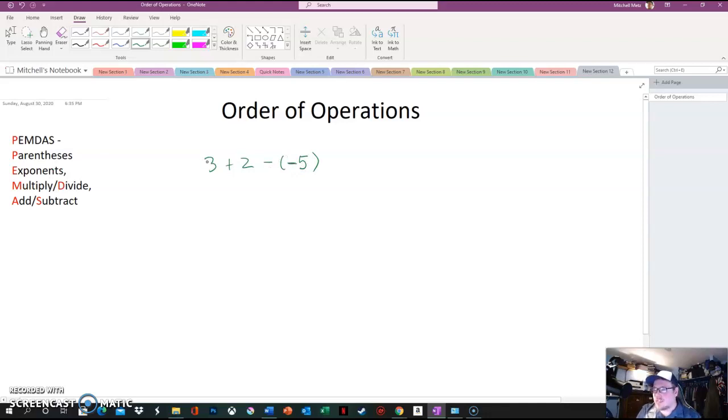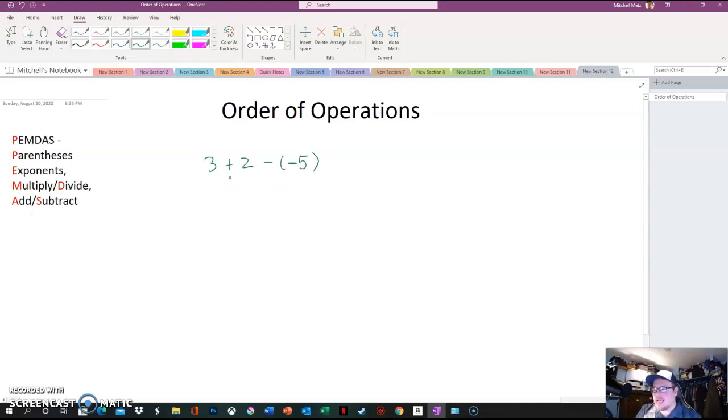Exponent. I don't see any exponents, and what an exponent is essentially is a number raised to a power. You may or may not have done this yet. So for example, if I had 3 to the power of 2, this is what we call an exponent. If you don't know what that is, that's okay. So now I'm going to keep going. Multiply, divide. Do I see any multiplication or division symbols? I do not. So I do not do that.